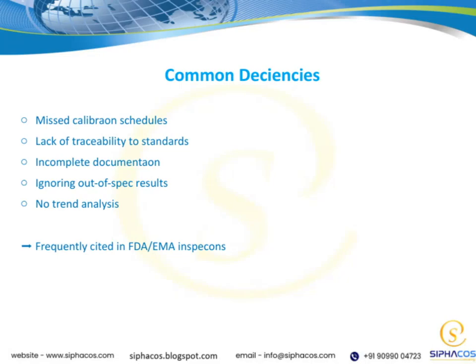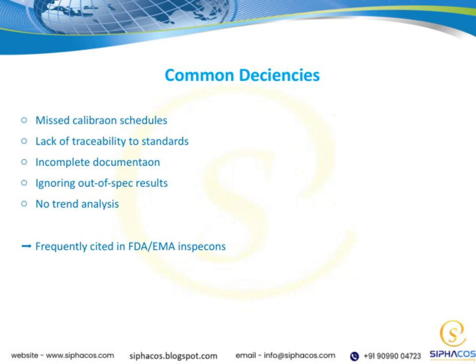Let's take a look at some common deficiencies that often come up during inspections. First, missed calibration schedules are a big issue. When calibration isn't performed on time, it can compromise the accuracy of your measurements and data. Next, there's the lack of traceability to standards. This means that if your records can't clearly link measurements back to recognized standards, it raises questions about data integrity and reliability.